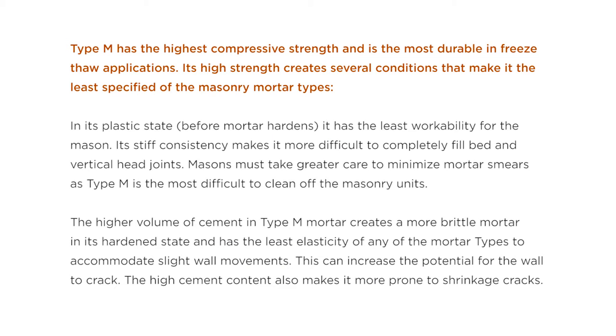In its plastic state, before the mortar hardens, it has the least workability for the mason. Its stiff consistency makes it much more difficult to completely fill bed and vertical head joints. Masons must take greater care to minimize mortar smears, as type M is the most difficult to clean off masonry units. The higher volume of cement in type M mortar creates a more brittle mortar in its hardened state and has the least elasticity of any of the mortar types to accommodate slight wall movements. This can increase the potential for the wall to crack. The high cement content also makes it more prone to shrinkage cracks.